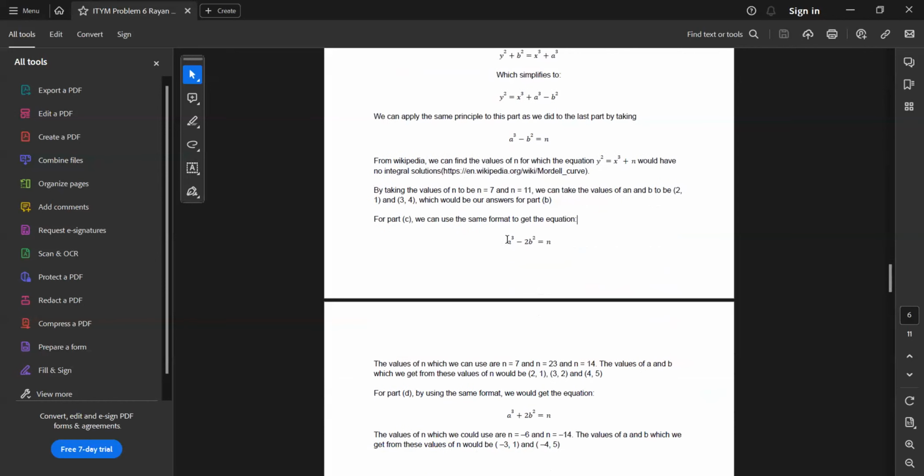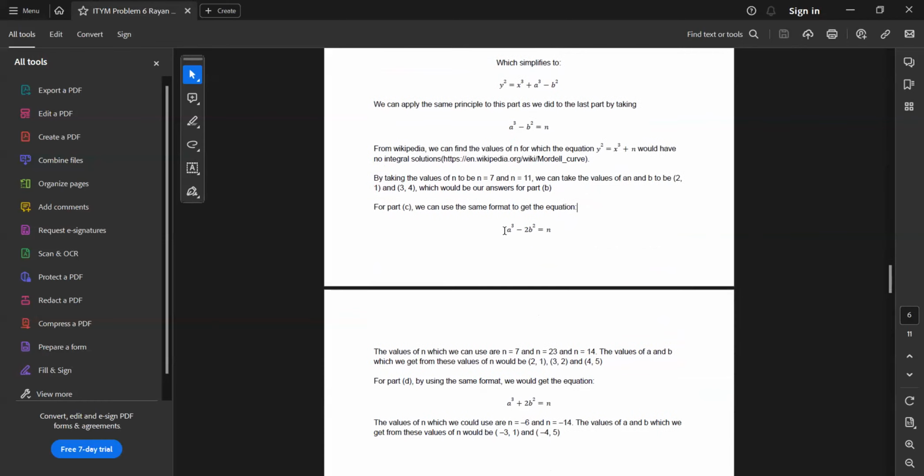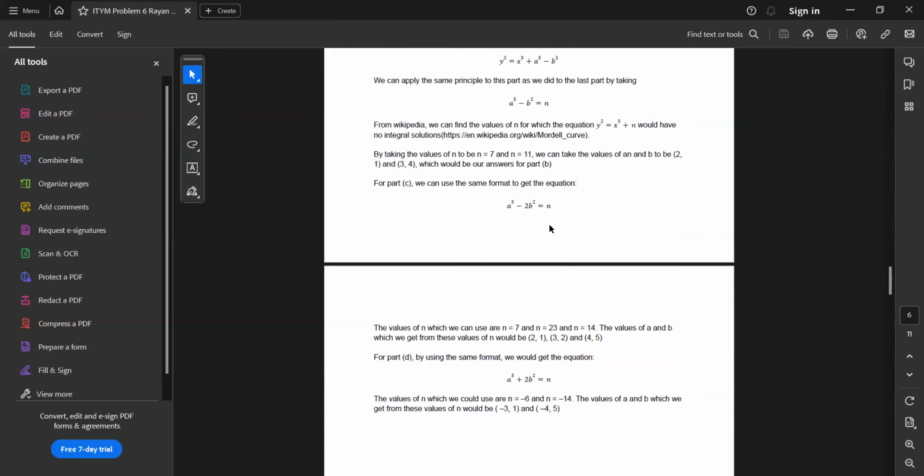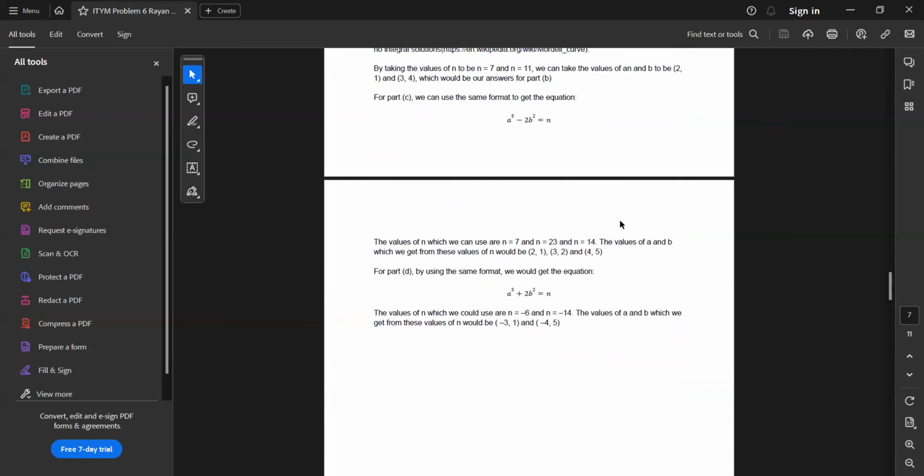हमने k की वैल्यू 2 ले ली. यहाँ हमारी इक्वेशन ये बन गई इस दफा because k की वैल्यू 2 and k is the coefficient of b square. तो अब हम दोबारा वैल्यूज ऑफ n लेंगे for which a cube and b square would be integers. Basically a and b would be integers. हमारे पास यहाँ तीन वैल्यूज आ जाती हैं n की. n is equal to 7, 23 and 14. तो 2,1; 3,2 and 4,5.